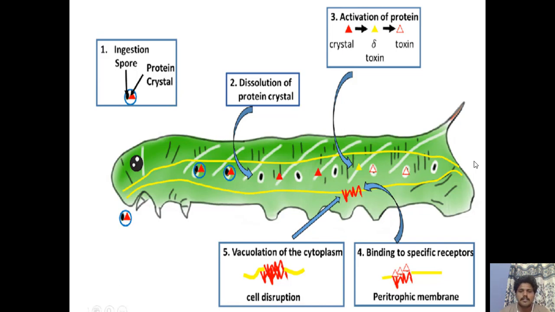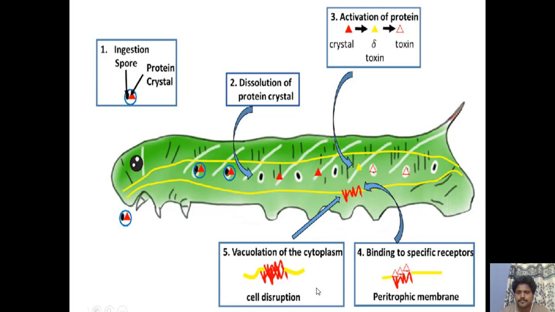So this is how it works: when the larva ingests the Bt leaf, the bacterial strains have a crystalline protein. This is a spore, and the crystal protein, when it enters, undergoes dissolution because of the proteases of the gut, and then the bacterial spores and crystalline proteins are released. Activation of the protein happens, the crystal gives rise to delta toxin and finally the active toxin. This toxin binds to specific receptors of the peritrophic membrane, and then vacuolation of the cytoplasm happens, finally cell rupture and disruption. This is how the gut of that insect totally collapses and it finally dies after feeding on this Bt cotton, something like that.